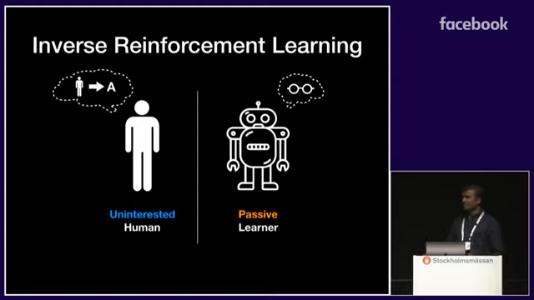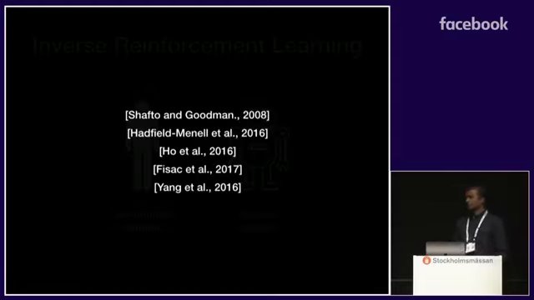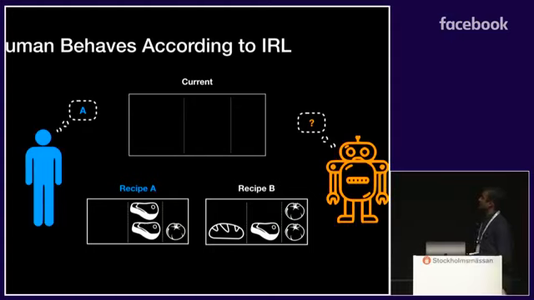Now, the challenge with this is that there is a large body of literature that's come out recently showing that simply performing a task is not the best way to communicate what you want done. Showing is often better than simply doing. And so this is the problem with IRL. And let's look at what this means in the context of our example earlier.